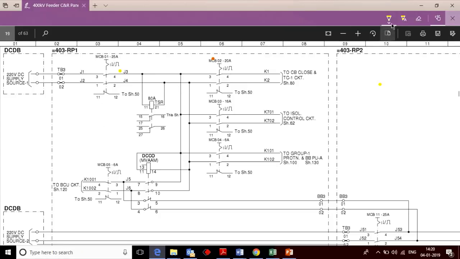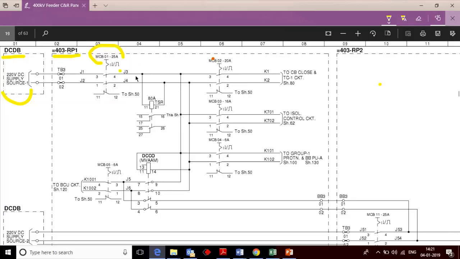So for an example, just consider this. Here it is the DCDB, right, the DC distribution board. Here 220 volt DC supply source one is there. This positive and negative is going to the control relay panel, that is bay number 403 RP1. That is the name, just leave that. So this positive and negative DC supply came into this panel, and in this panel the DCDB is distributed into different circuits. How it is distributed, I'm going to explain. So this positive and negative, this J1 and J2, is coming here, and see here this MCB1, that is of 25 ampere. Okay, now hereafter this is the main MCB.